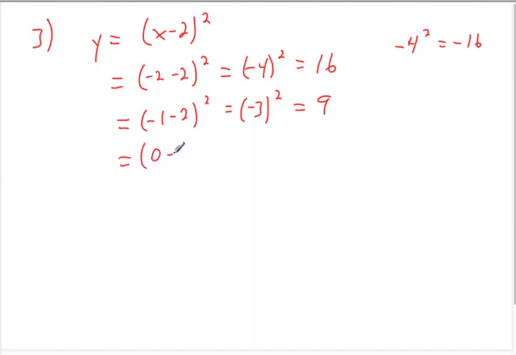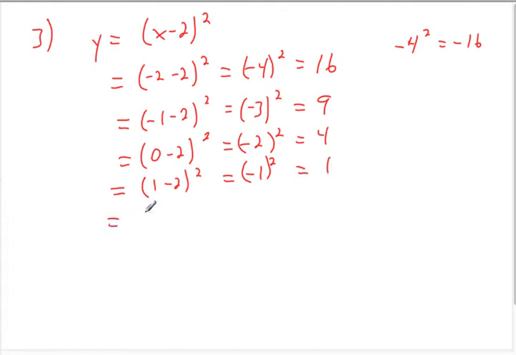When you plug in 0, you get (-2) squared, which is 4. When you plug in 1, you get (-1) squared, which is 1. And when you plug in 2, you get 0 squared, which is 0. Notice it didn't go back up. That's because since there's parentheses here, it's sliding the vertex over, so the vertex is not at 0 like it was on the previous.